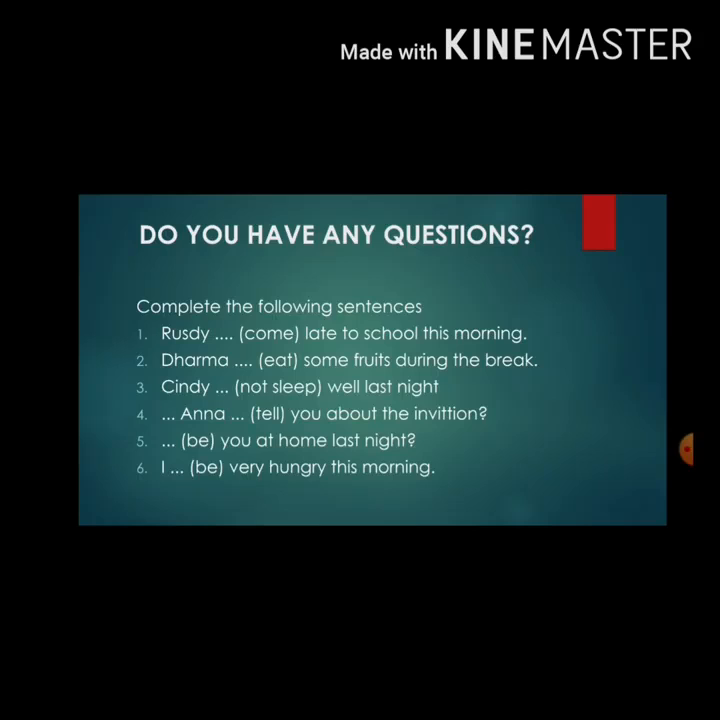Number 5. Blank, you at home last night. This is be. When you meet you, the be form is not was, but it is were. Good. So the answer for number 5 is: were you at home last night? Yep. The last one. I, blank, be very hungry this morning. So I would say: I was very hungry this morning.